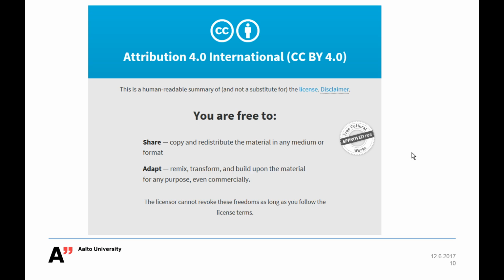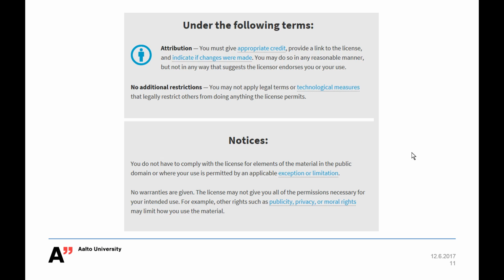If you choose this CC BY license, you are free to share, copy and redistribute the research data, and also build upon the research data for any purpose. And this allows also commercial use, which is very good, for example, in research done in cooperation with companies, TEKES projects, European Union Horizon 2020 projects, where also commercial uses are hoped to be achieved.